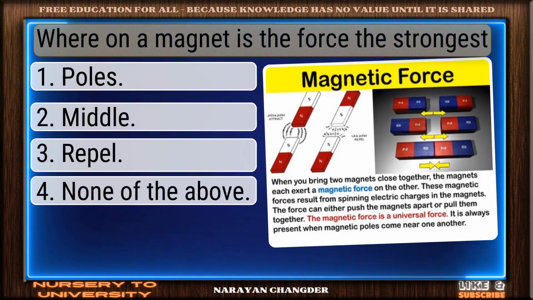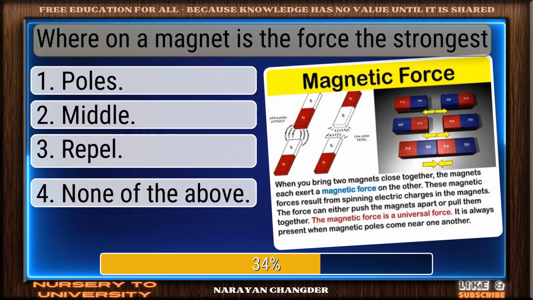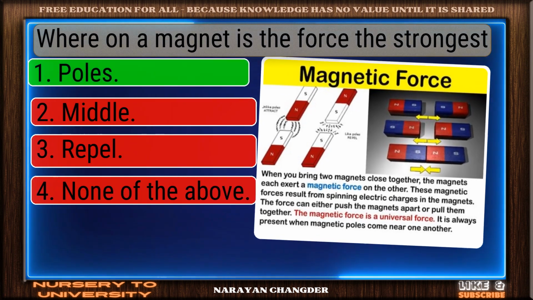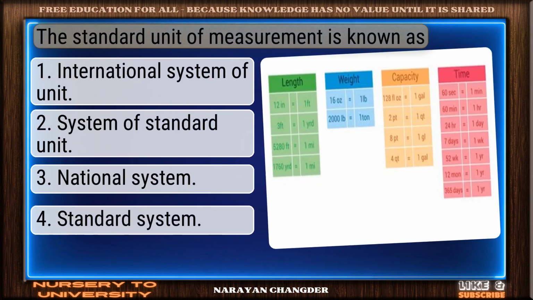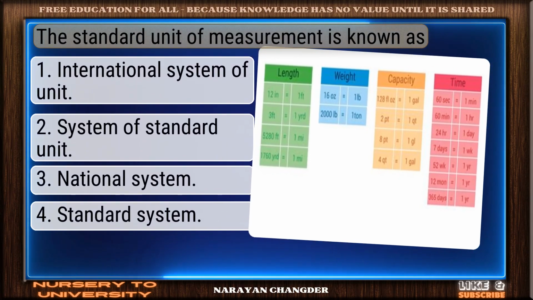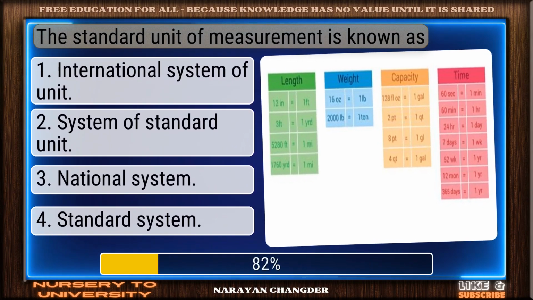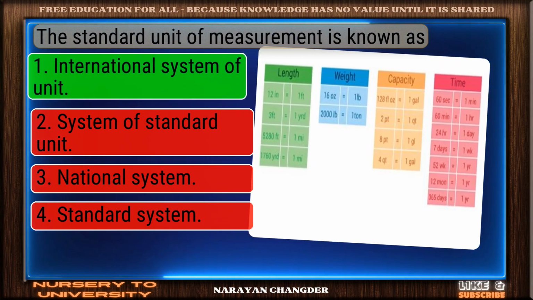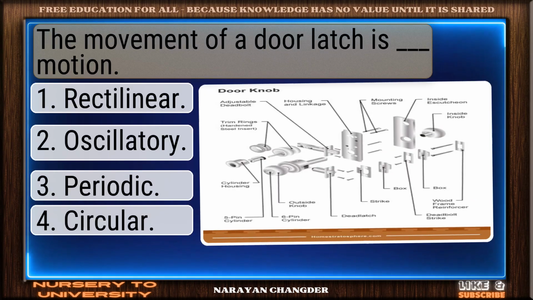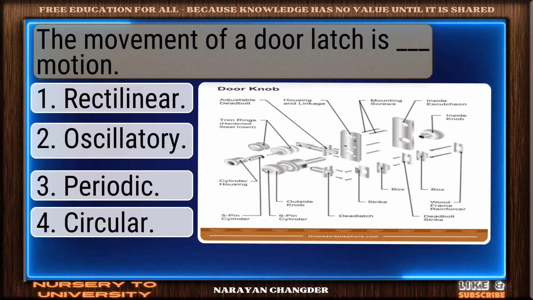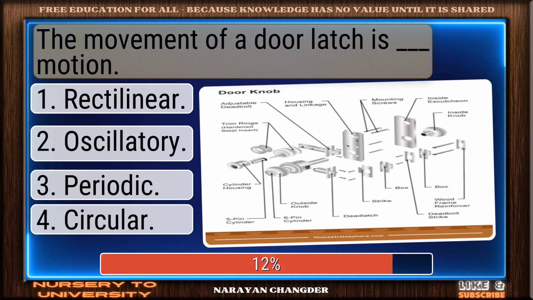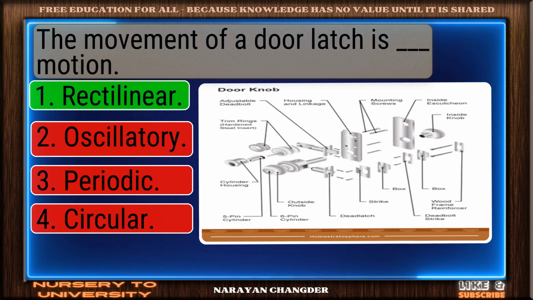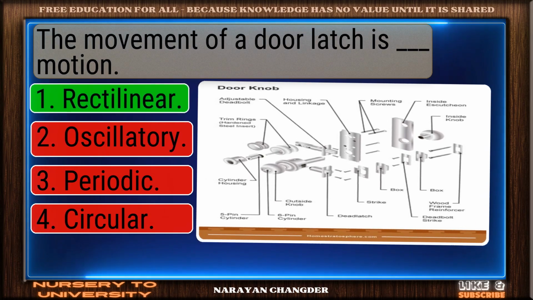Where on a magnet is the force the strongest? Correct. Poles is the right answer. The standard unit of measurement is known as. Nicely done. International System of Units is a solid answer. The movement of a door latch is dash motion. Perfect. Rectilinear is the correct choice.